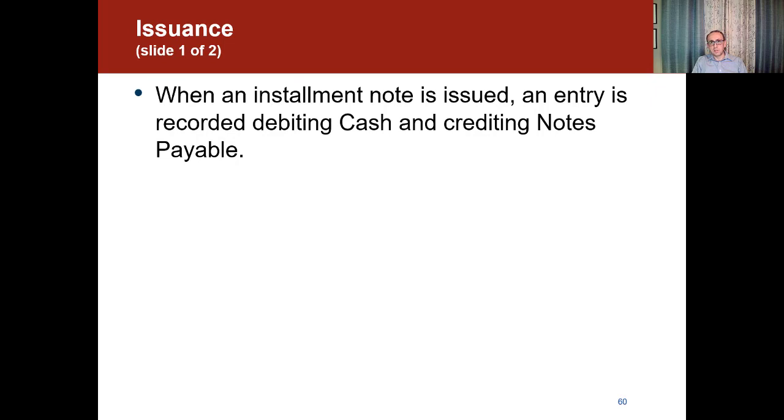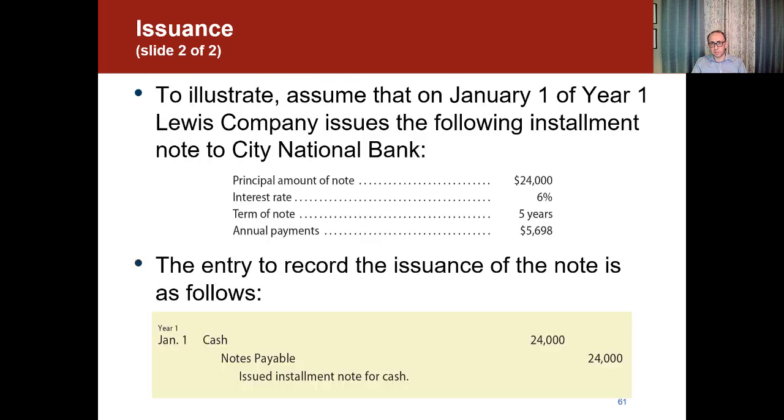So now let's see the issuance of the note. When an installment note is issued, an entry is recorded debiting cash and crediting the notes payable. And that's a very traditional kind of journal entry, and I hope by now we are very comfortable recording these kinds of journal entries. So let's see an example.